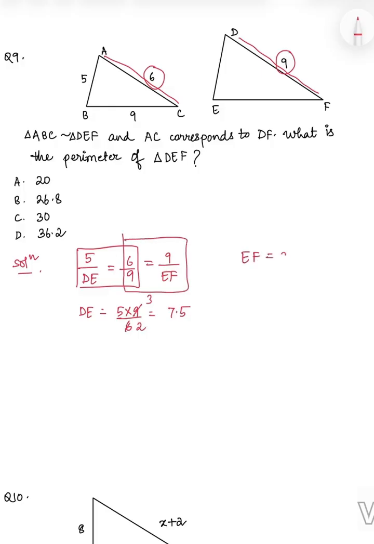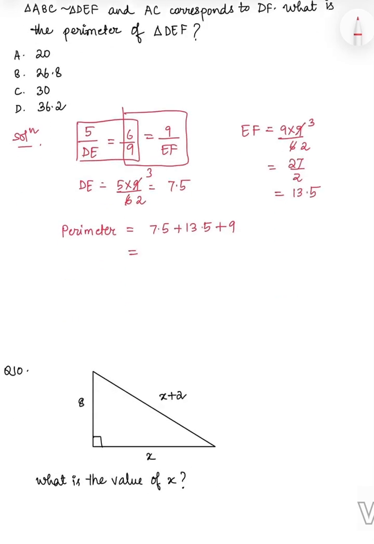Okay, and again use this part of it. So EF will be 9 into 9 by 6. So that is 13.5. Right. Now perimeter is what? Sum of all the sides. So that is 7.5 plus 13.5 plus 9. So just add them up. This will give us 21 plus 9. So that is 30. So this is our solution, and option C is the correct choice.